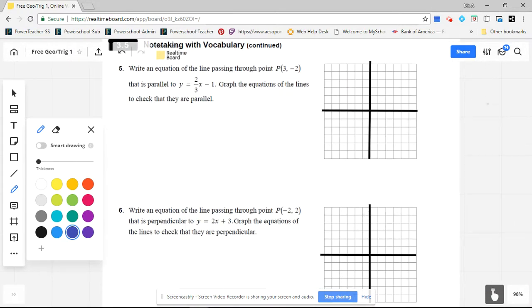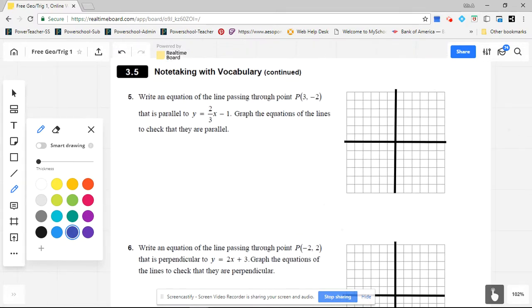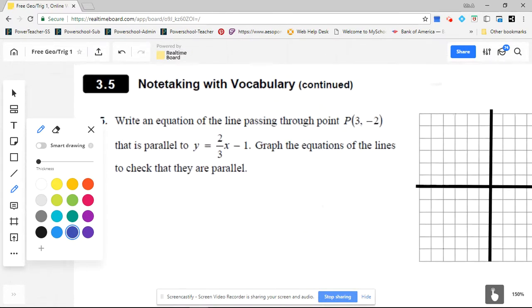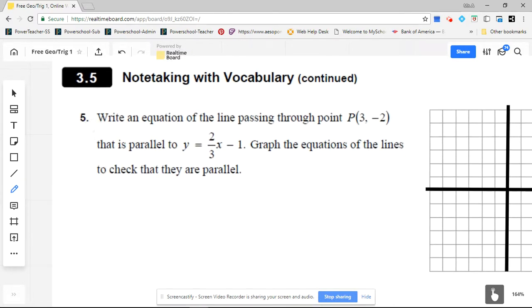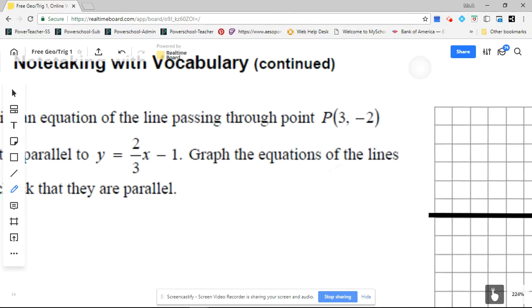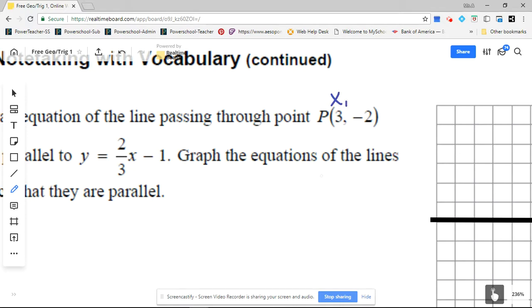Last one is what we did in the communicate, where we made an equation of a line, and they gave us the one line, and they gave us a point. So this is my x1 and my y1 right here.